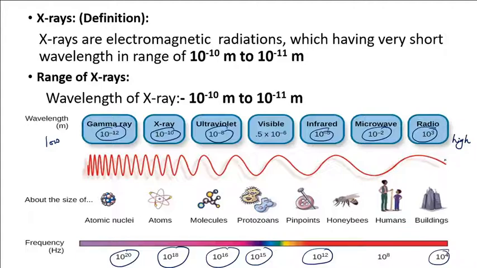and highest wavelength. So we can say that X-rays are part of electromagnetic spectrum. So X-rays come under this part of the electromagnetic spectrum. We know its wavelength range as well as its frequency range. Its frequency is of the order of 10 raised to 18 Hz.